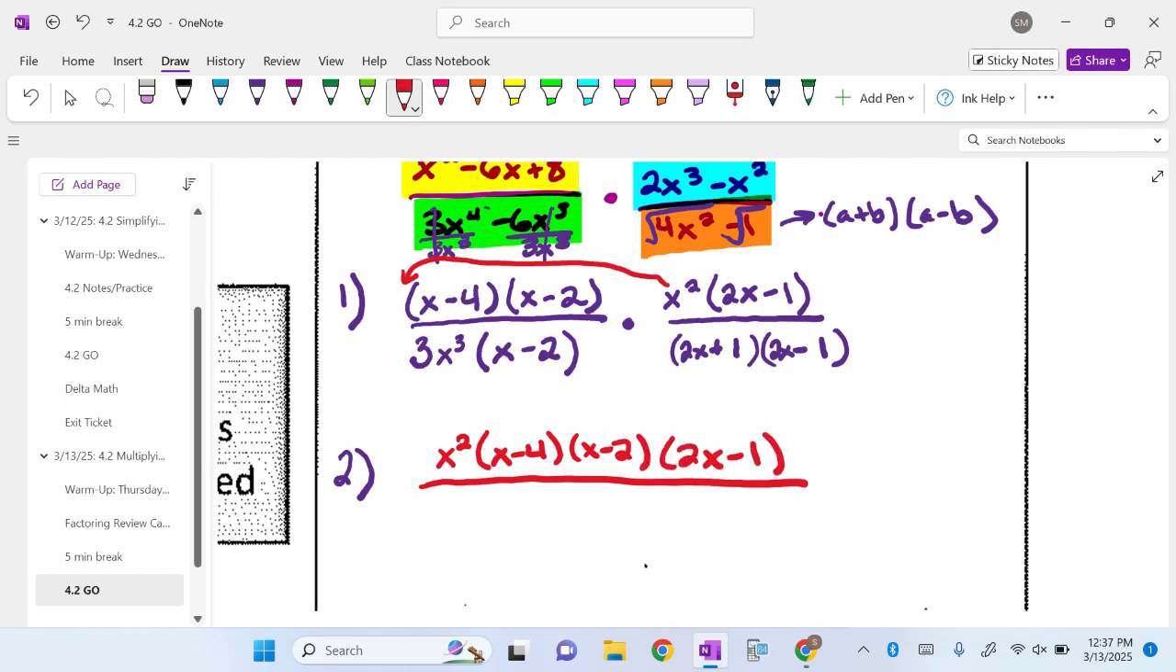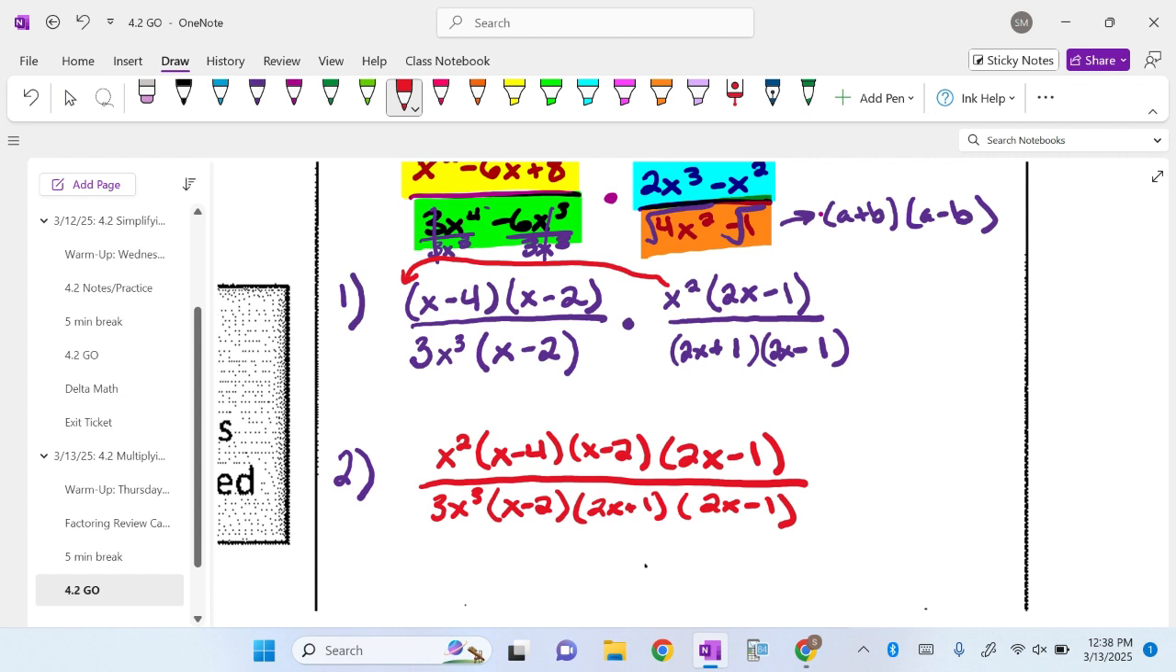And the reason you can do that is because of the commutative property of multiplication, meaning that wherever you move the numbers in a multiplication problem, it will still give you the same answer. For example, 3 times 2 is the exact same thing as 2 times 3. All I did was switch the place of the numbers. Still gives you the exact same answer. They both equal 6. Same thing here. You can move the factors around. You still get the same thing. All right, then the bottom would be 3x cubed, x minus 2, 2x plus 1, 2x minus 1.